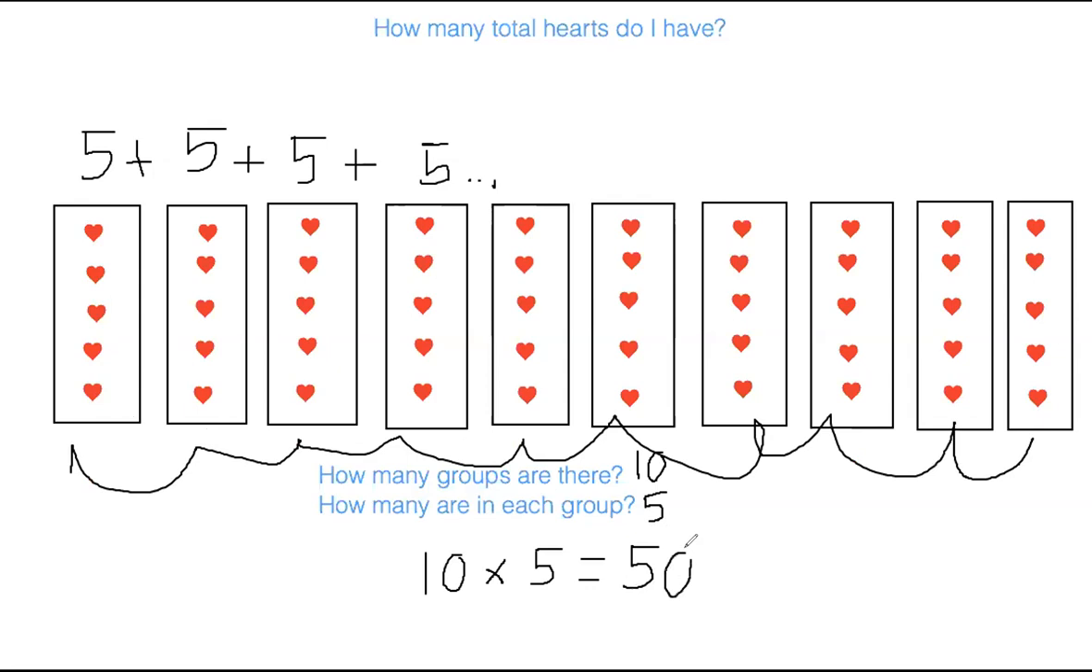And by multiplying or skip counting, we found that there are 50 total, oh wait, not stars, 50 total hearts. There we go. And you can see this was way faster than adding all the 5s together.